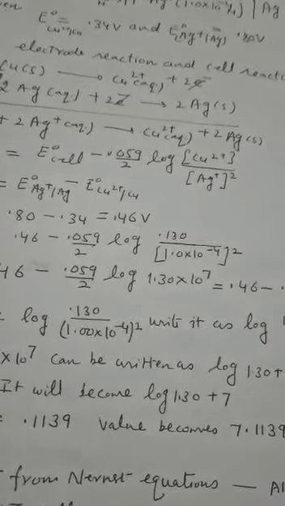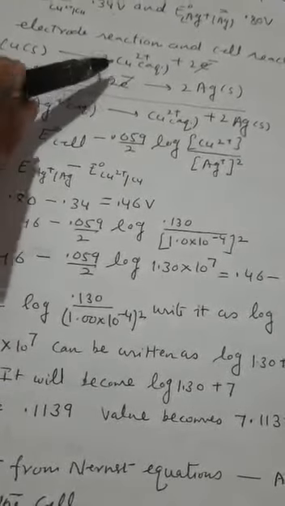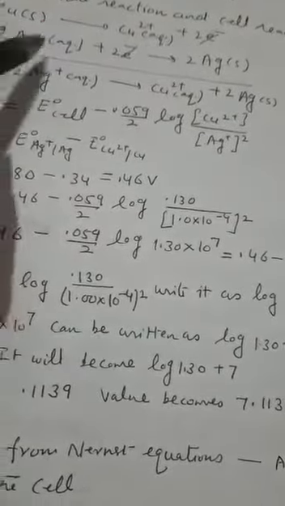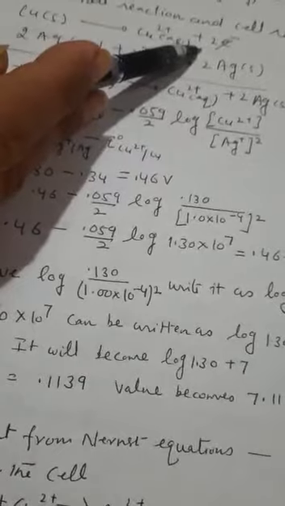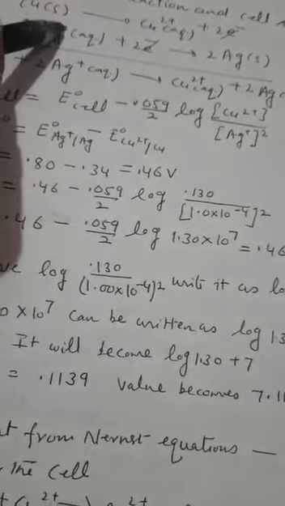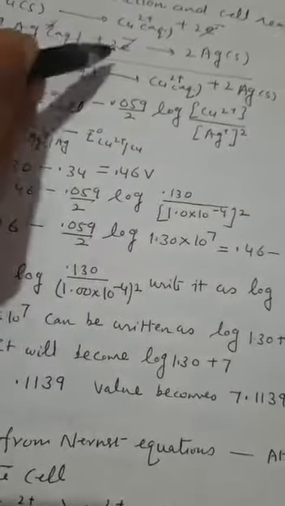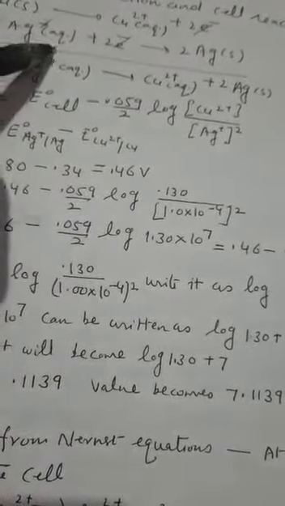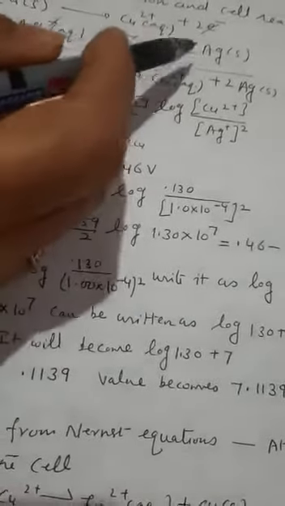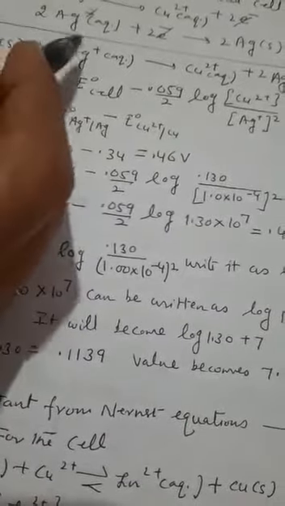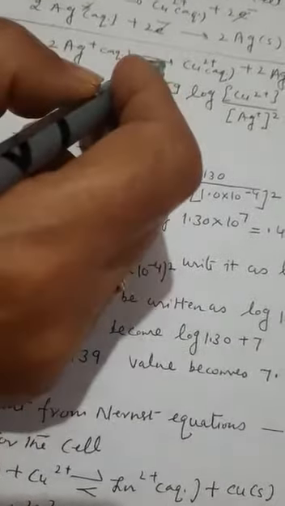When we write the redox reaction, the copper solid will be converted into copper ion with the loss of 2 electrons. Now, because 2 electrons have been lost, the 2 silver ions will gain these 2 electrons and be converted into silver metal. The total redox reaction will become copper solid plus 2 Ag positive, arrow, Cu 2 positive plus 2 Ag.